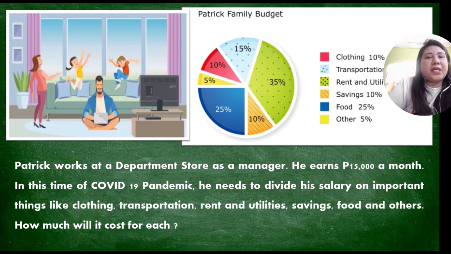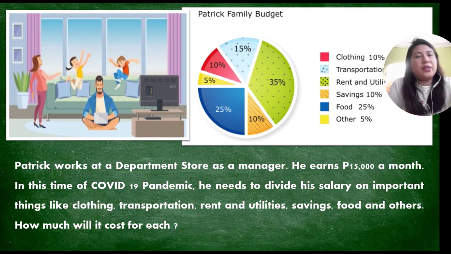The problem is Patrick works at a department store as a manager. He earns 15,000 a month. In this time of COVID-19 pandemic, he needs to divide his salary on important things like clothing, transportation, rent, and utilities, savings, food, and others. How much will it cost for each?